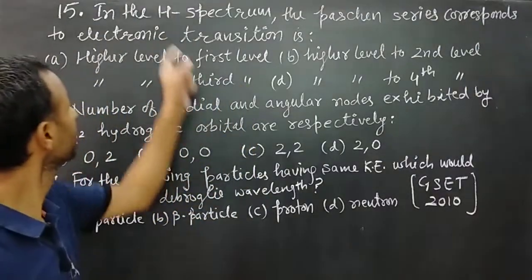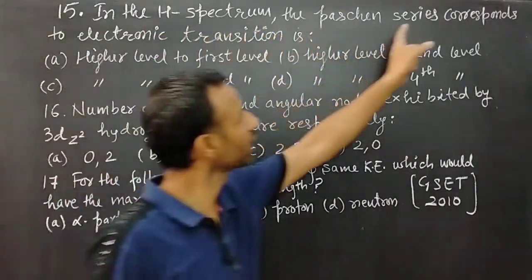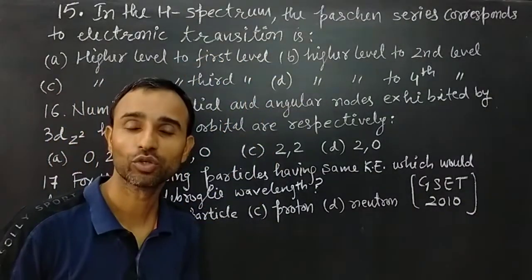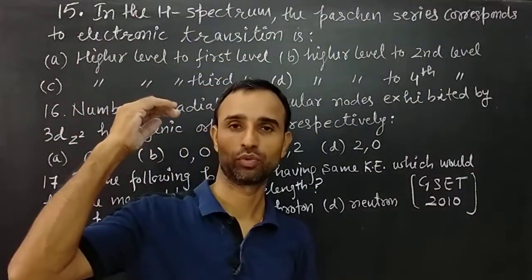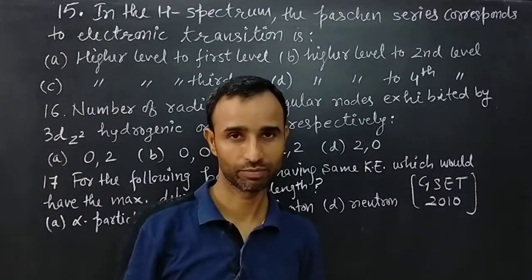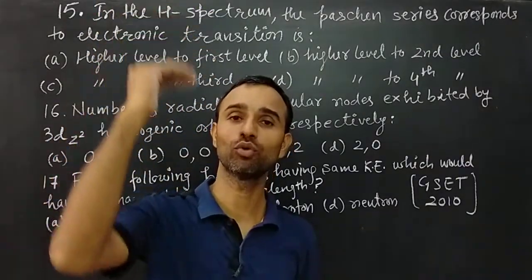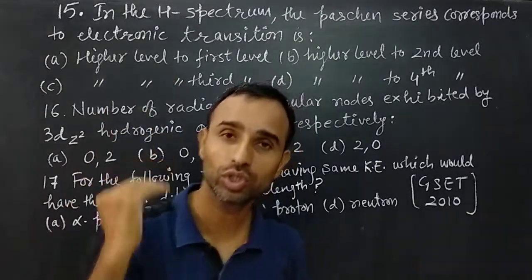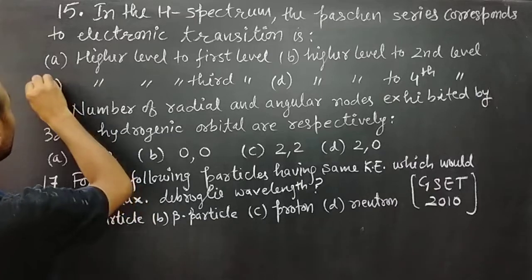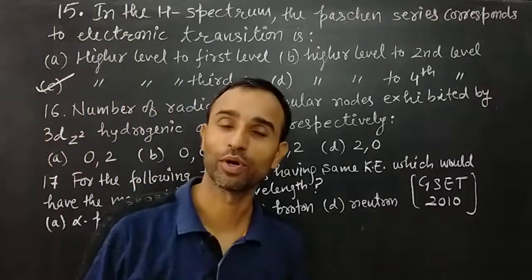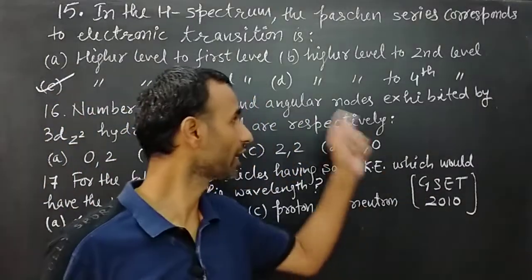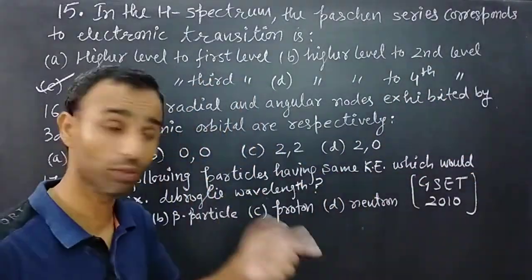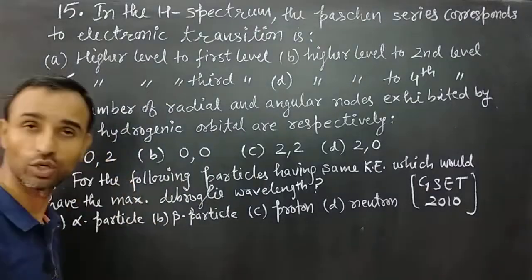So question number 15 is, in the hydrogen spectrum, the Paschen series corresponds to the electronic transition is. So you know, Lyman series is from higher level to 1, Balmer series from higher level to 2, and Paschen series from higher level to 3, means higher level to third level. And for Brackett series, it is higher level to 4th, and for Pfund series, higher level to 5th. So this is the right option.